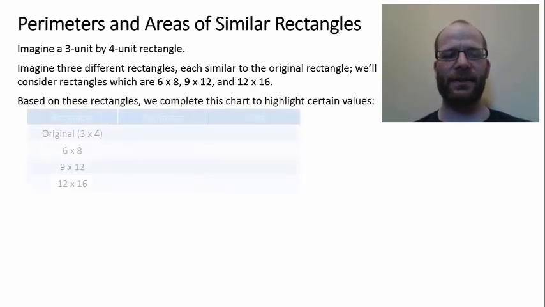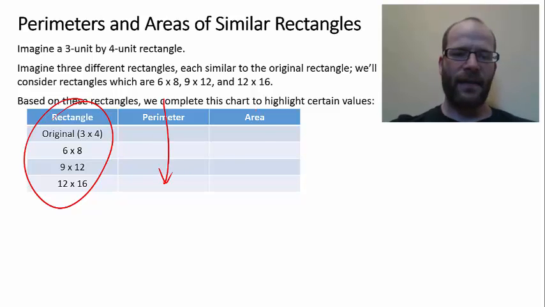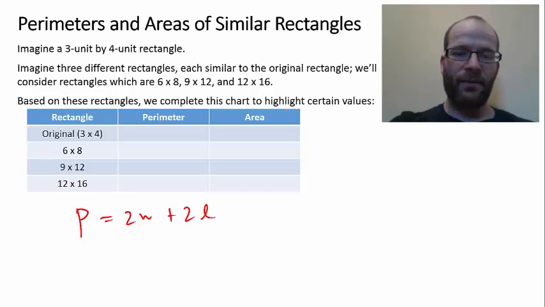We're going to fill out the following chart. We have the rectangles listed on the left. We're going to determine their perimeter, and then their areas, and then we'll compare those values. Find the perimeter of each one. You may remember that the perimeter is equal to twice the width plus twice the length. And then when we find the area, remember that area of a rectangle is equal to base times height.